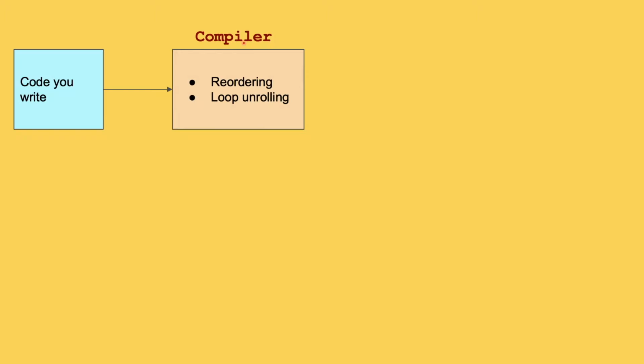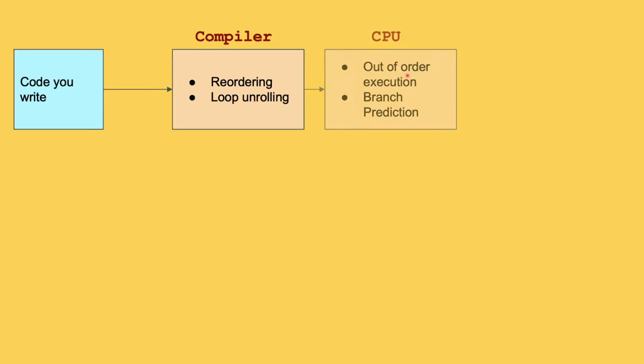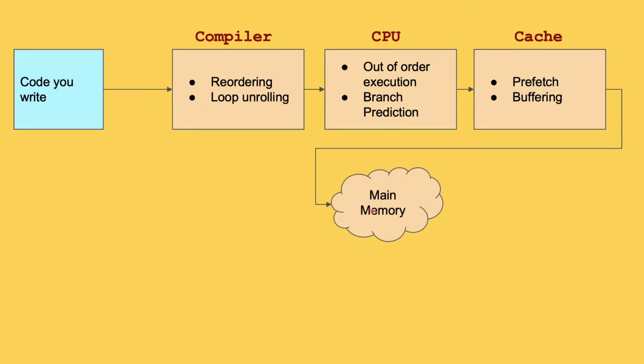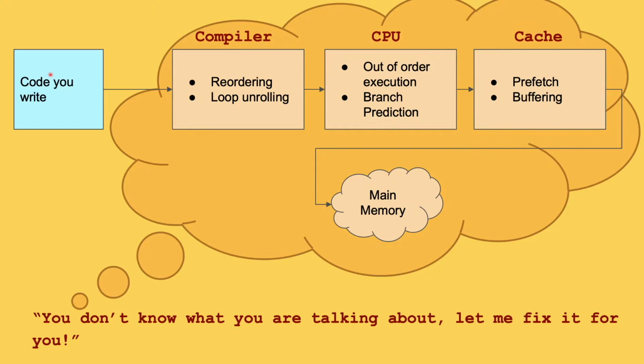The compiler performs a lot of optimizations like reordering, loop unrolling, and a lot of other ones. Then it gets executed on the CPU, which itself does a lot of other optimizations on top of it. And then the CPU tries to read or write inside the cache, which does prefetching and buffering. And then the output goes into memory, and even memory is often organized as partially virtual and partially RAM. So a lot of things happen behind the scenes when you write your code.